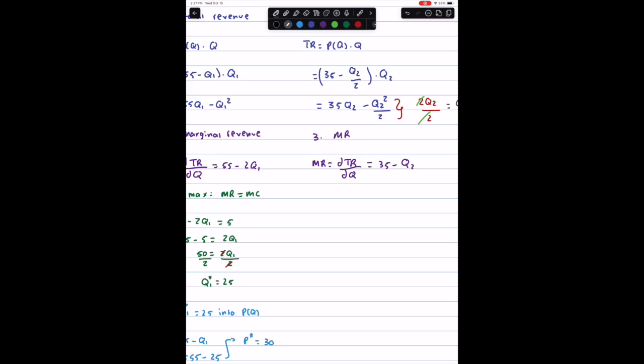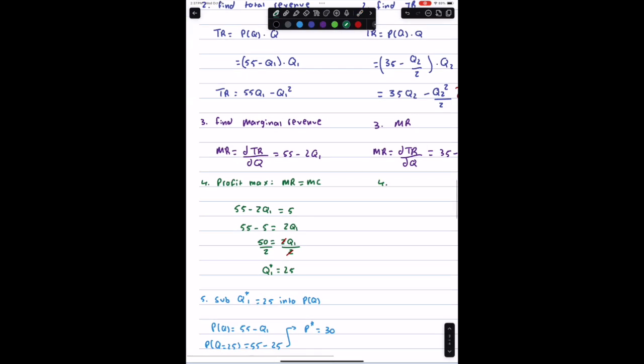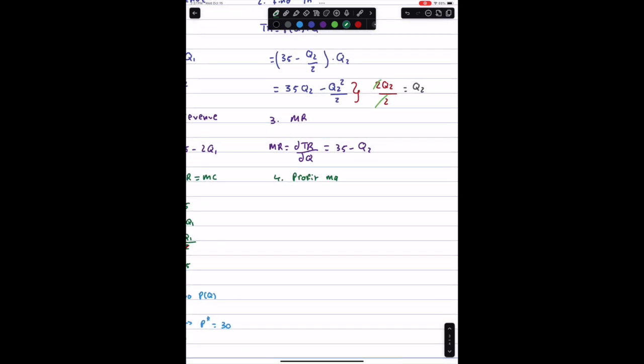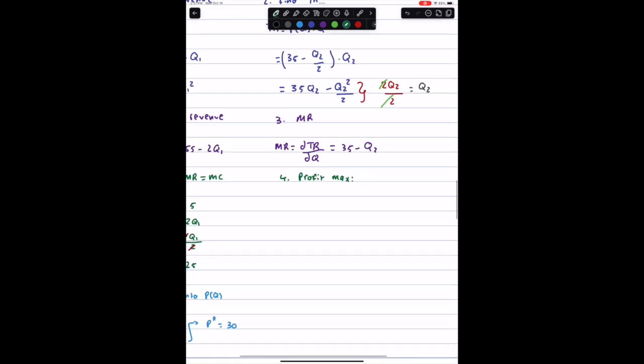Okay, step number 4, we know we have to do our profit maximization, which occurs where marginal revenue is equal to marginal cost. We know our marginal revenue is 35 minus Q2. We know that our marginal cost is 5. So we know that Q2 is equal to 35 minus 5, which is equal to 30. So our Q2 star is equal to 30.